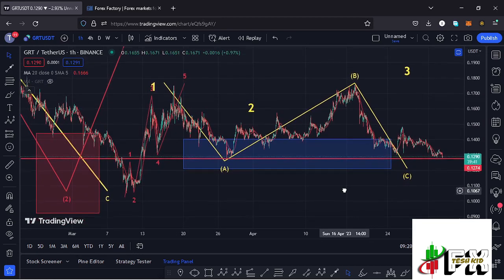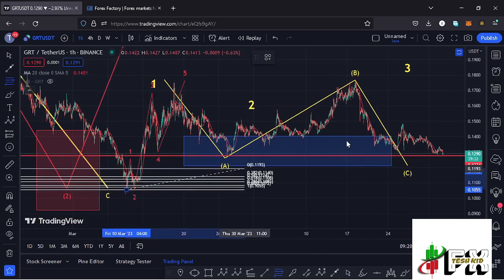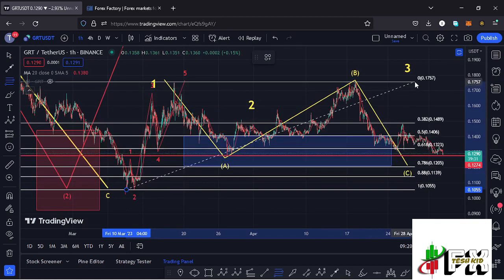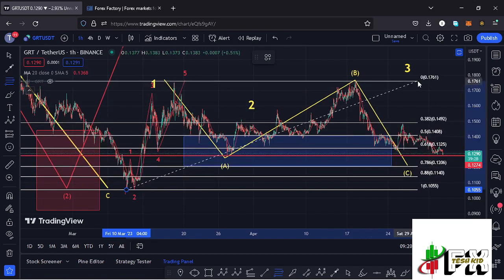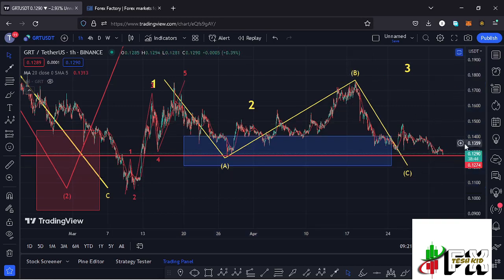To get the minimum target area for this wave 2, I used the Fibonacci, connecting them from the low of the first wave to the high of that wave 1, and that gave me a minimum retracement area between the Fib level 0.5 and the Fib level 0.78, which is a target area that lies between the $0.1405 mark and the $0.1205 mark, which is the target area within which I'm expecting to see the low for this second wave.